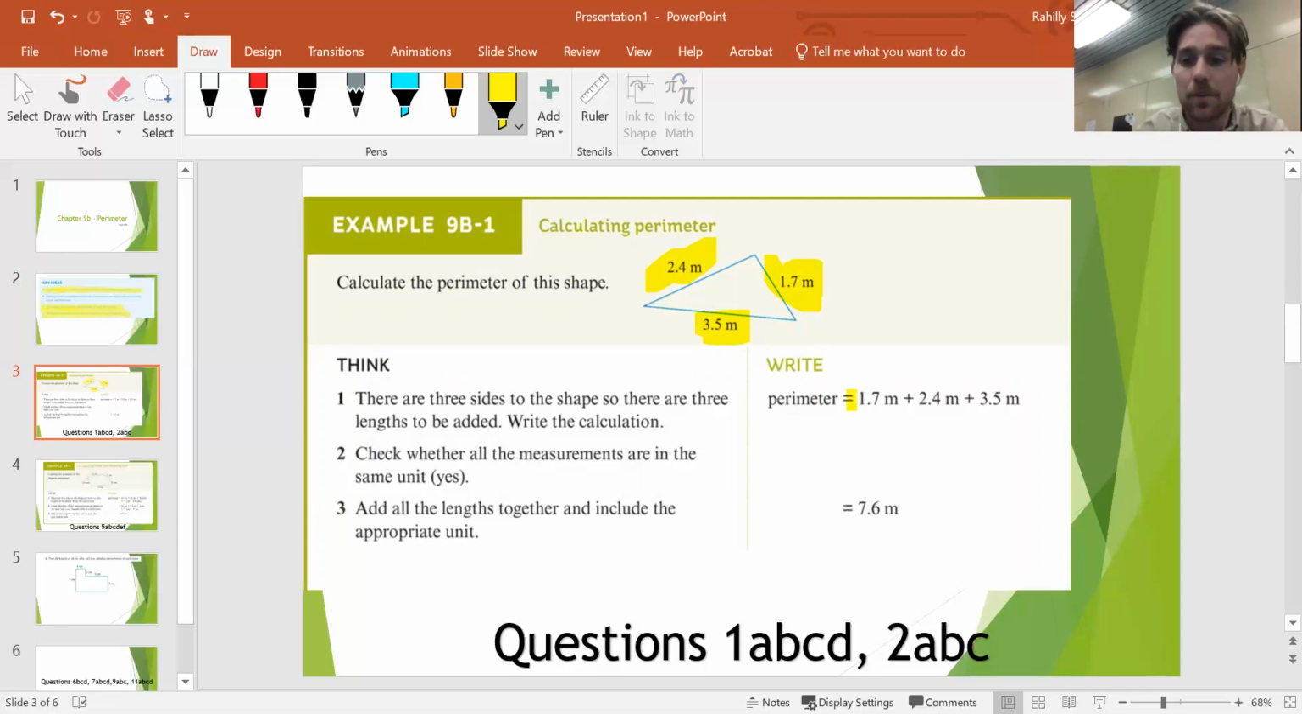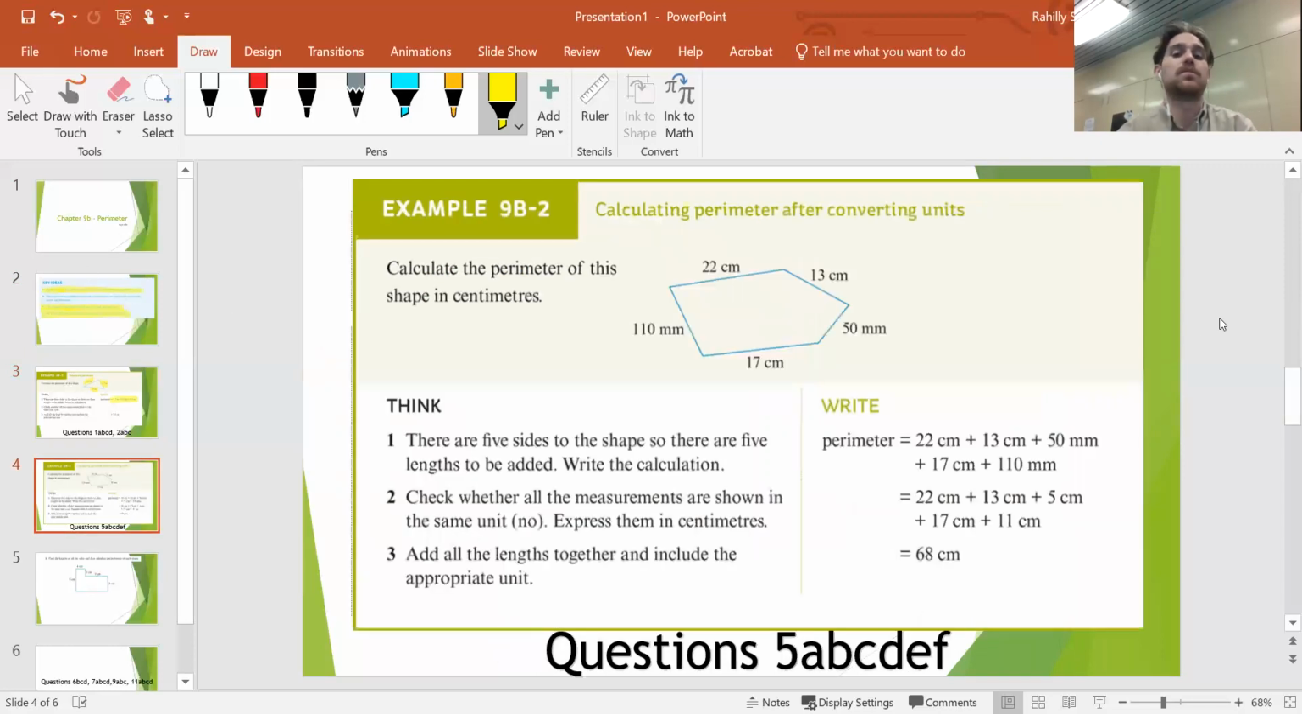So you're going to add them together: 1.7 plus 2.4 plus 3.5. You write the calculation, check all the measurements are in the same unit, and then add them together. It's very simple to start off with. You're just adding the lengths together. From this example, you can do question 1, A, B, C, D, and question 2. Don't do them yet because we've got a couple more examples to go.